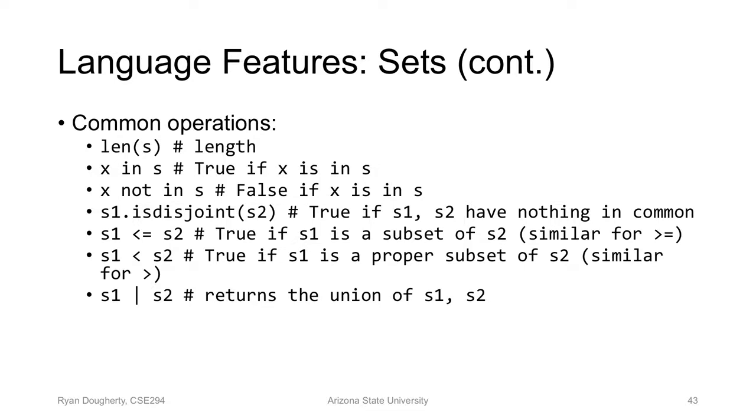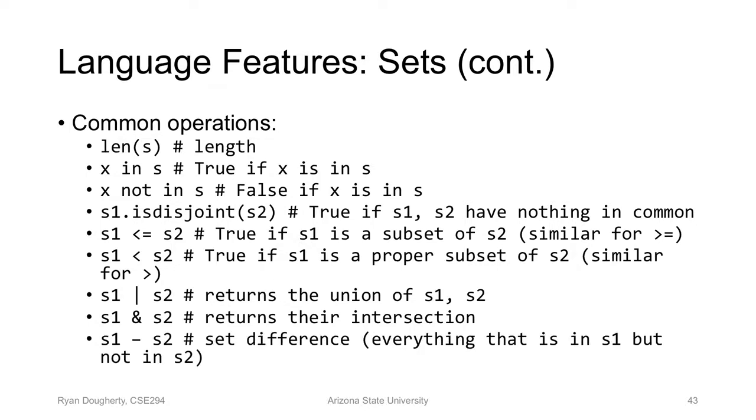S1 vertical bar S2 just returns the union. It creates a new set, which is basically adding every element in both of the sets into this giant set. So every element in the union is either in S1 or S2 or both. S1 and S2 with an ampersand returns the intersection, a set which contains all the elements that were originally in both of the sets. So it's almost the opposite of the union operator, but here it's just doing the intersection, the elements that are in both of the sets.